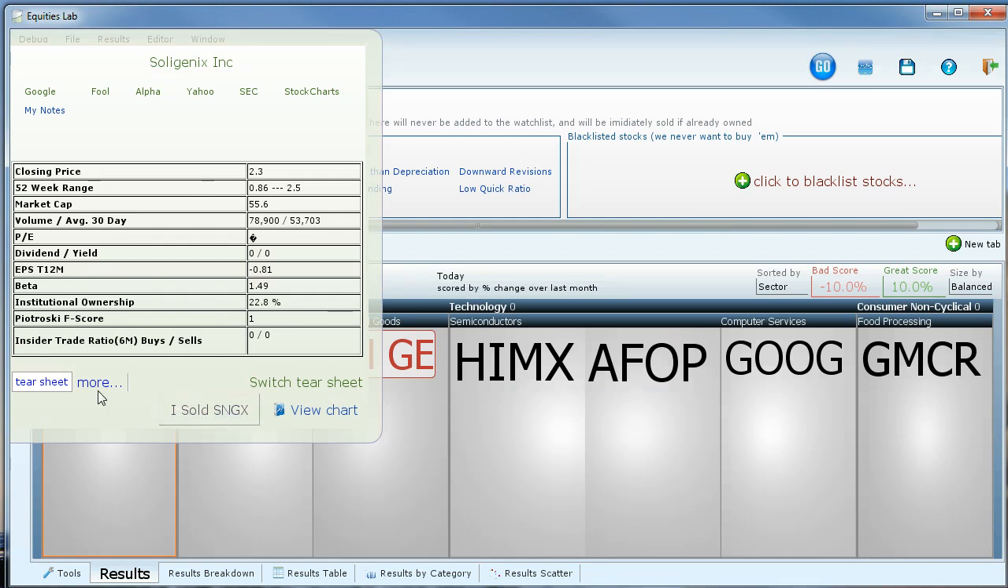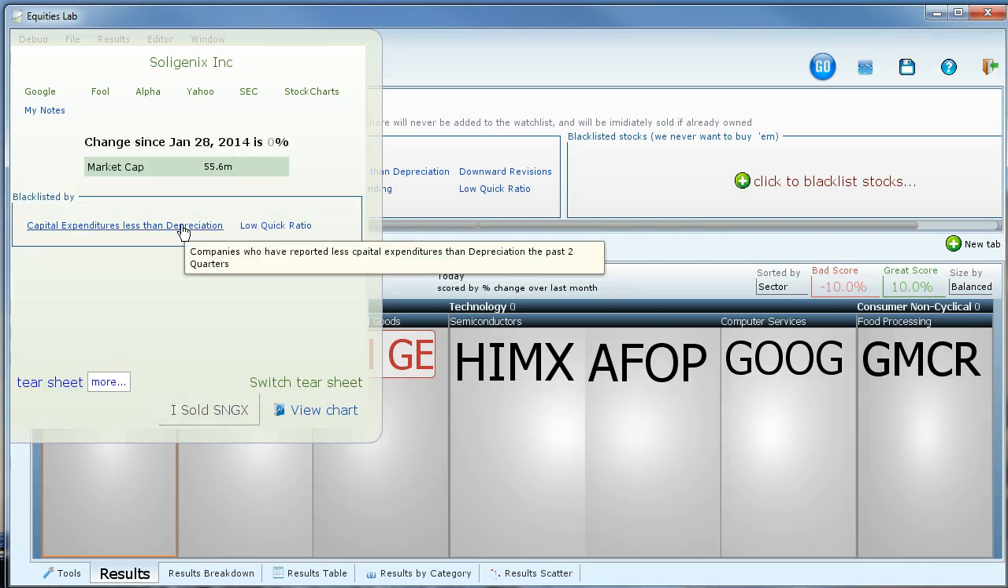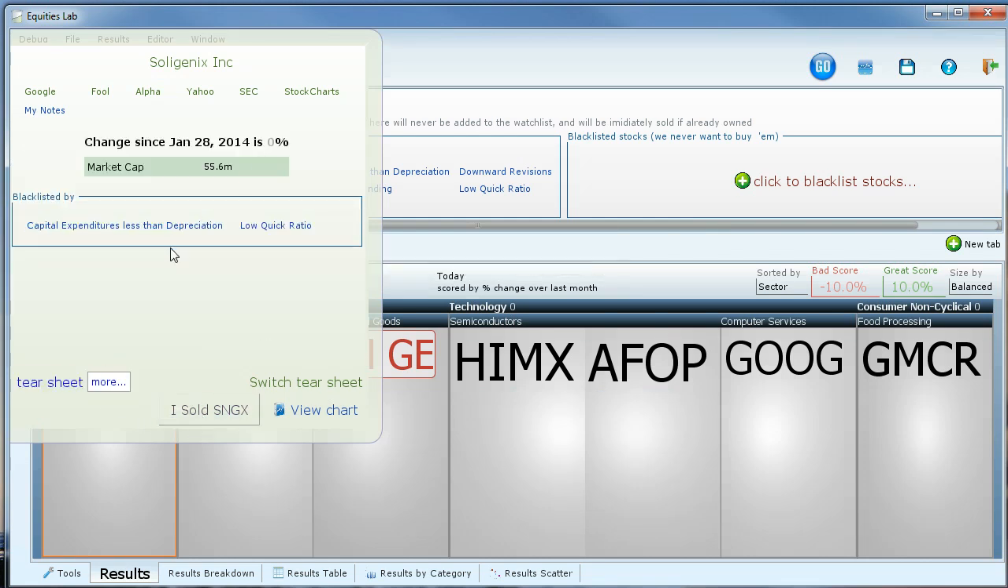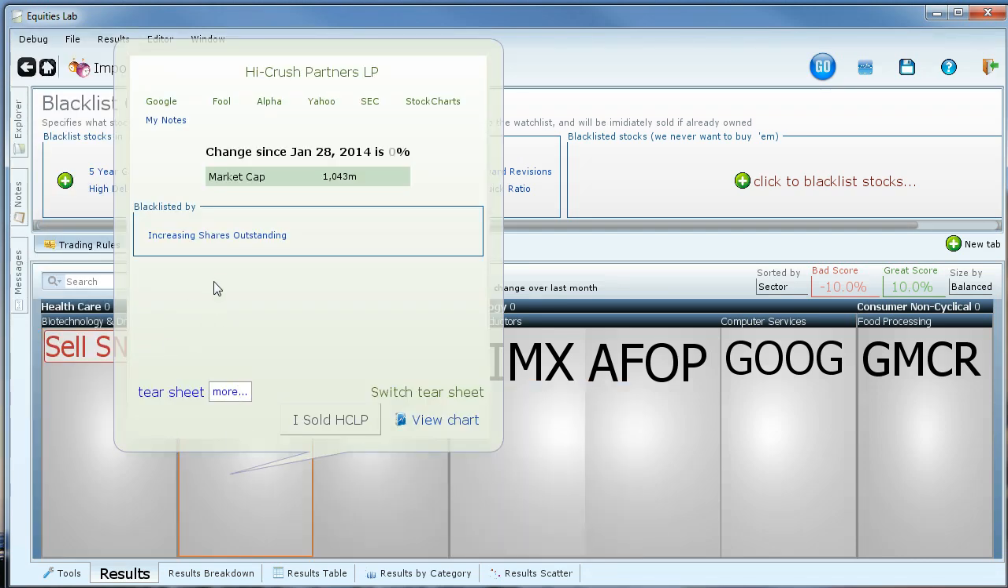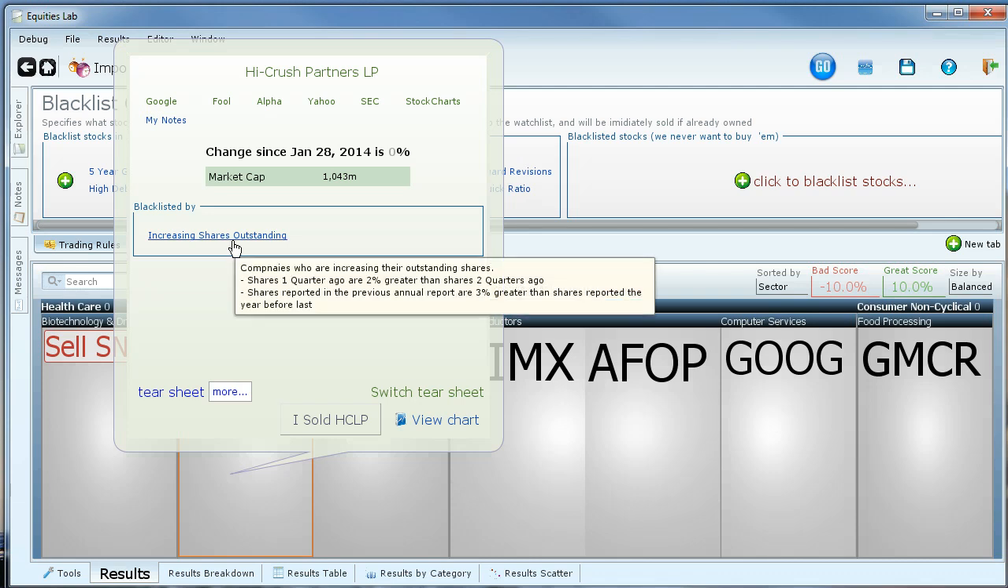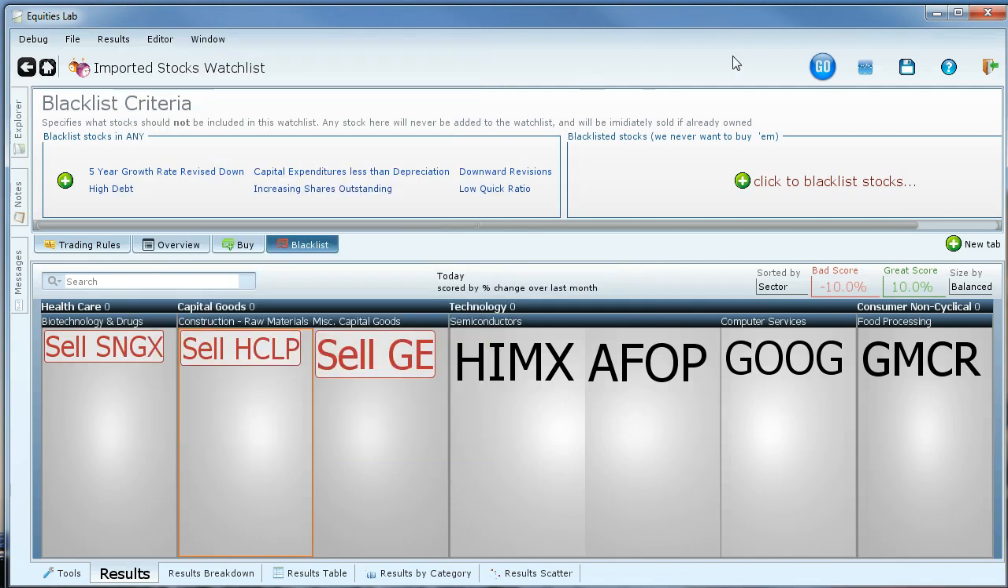Now once I click on this stock, I'll know why it has a sell suggestion. It's because SNGX passes the capital expenditures less than depreciation screener, as well as a low quick ratio screener. And high crush partners passes the increasing shares outstanding screener. So this is a great way to test any stocks you currently own for any yellow flags.